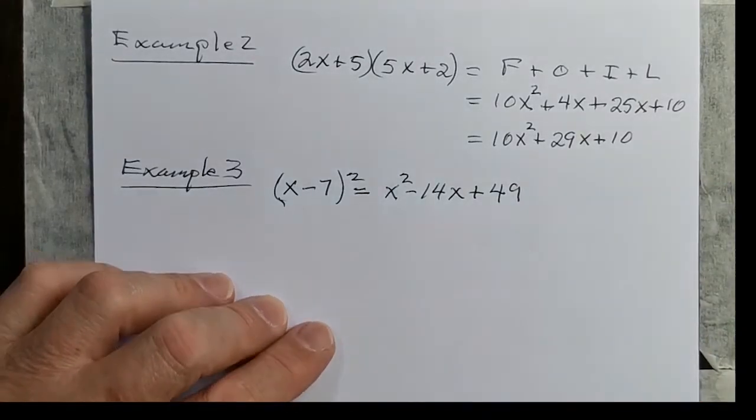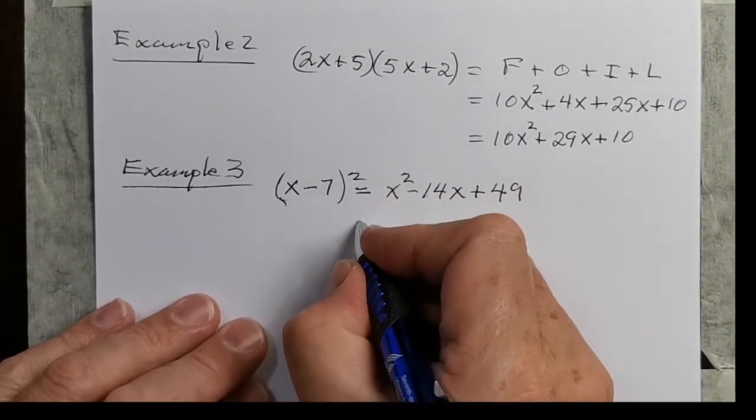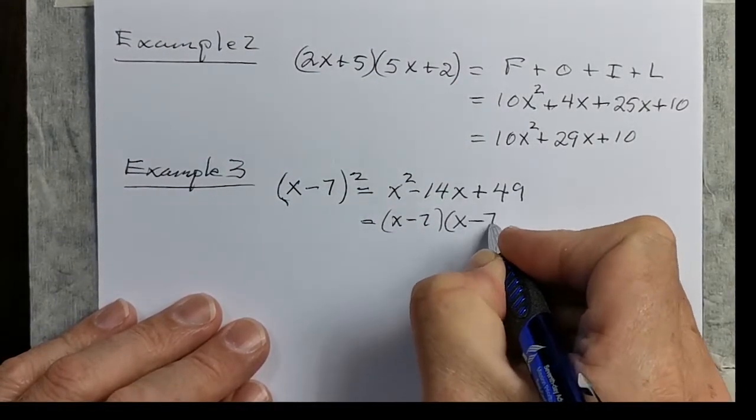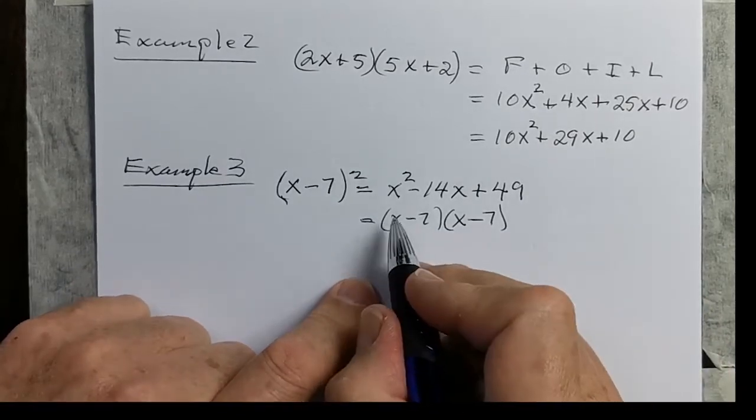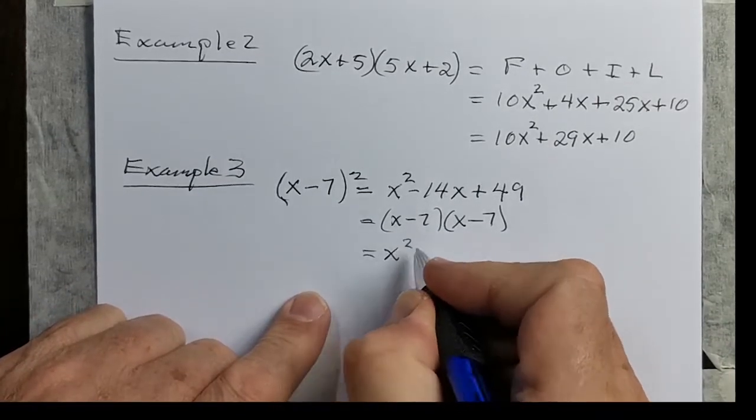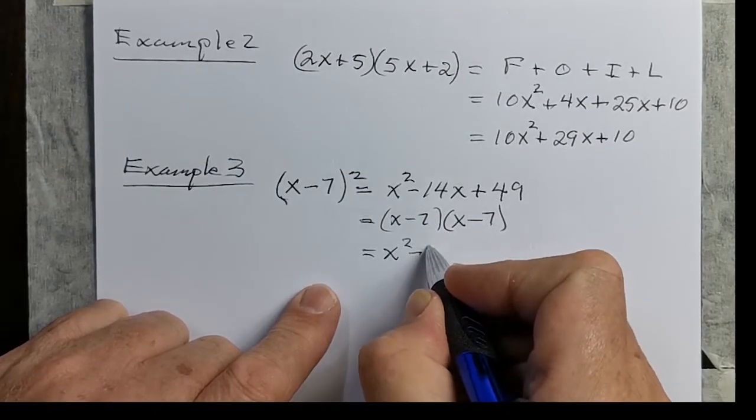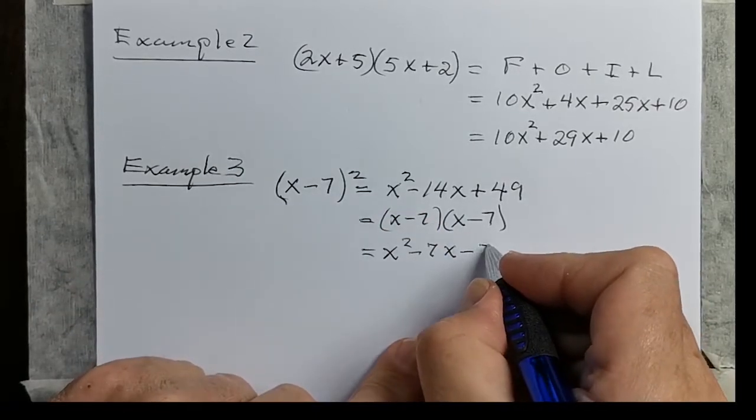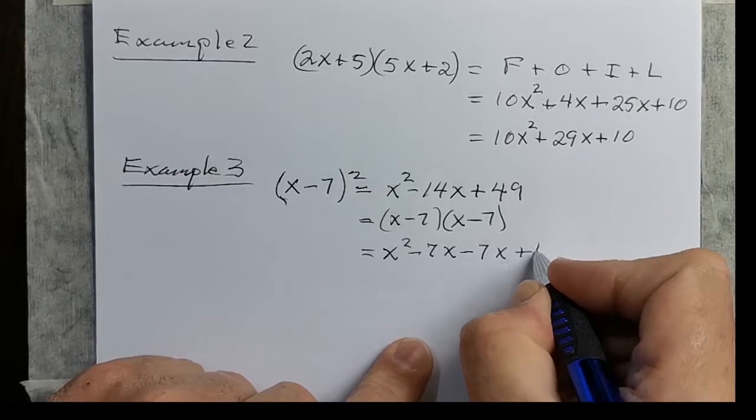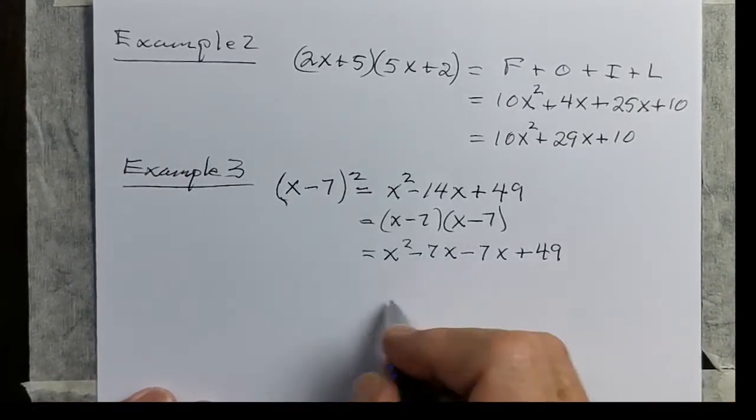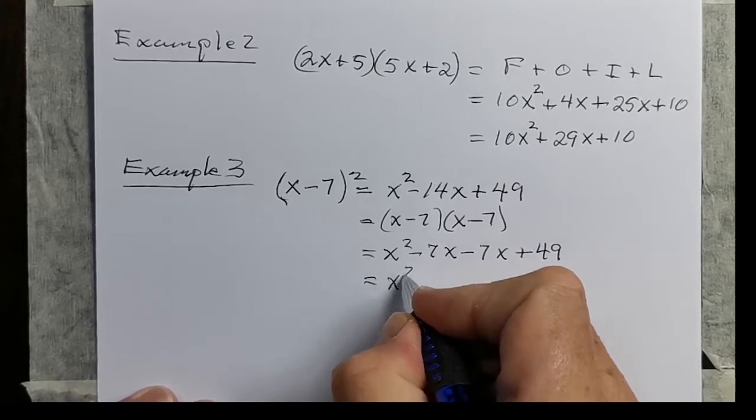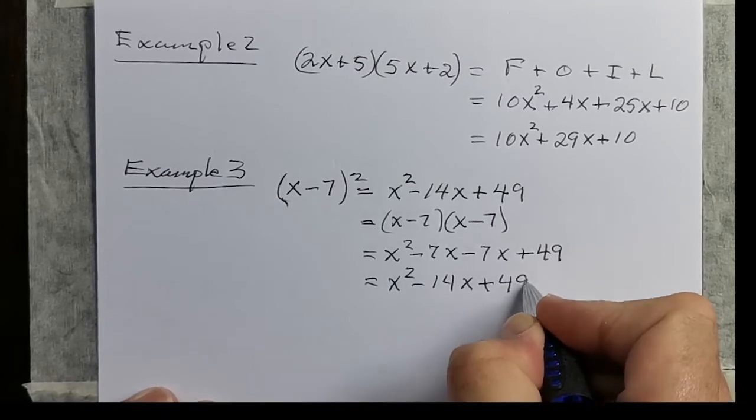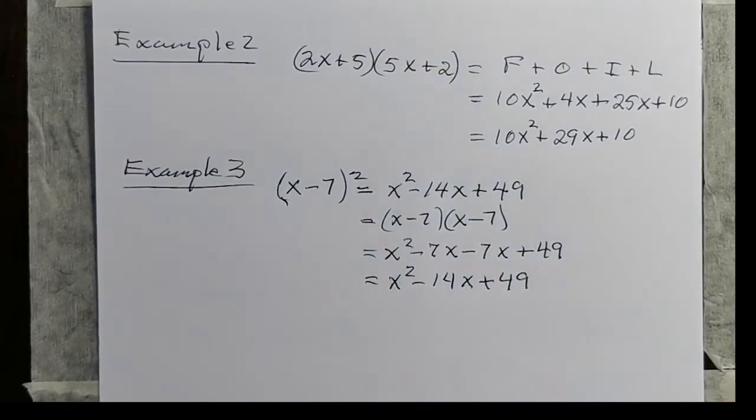So that's our answer. However, if you wanted to prove that, all you have to do is say x minus 7 times x minus 7, and you do first, outer, inner, last. X times x is x squared, minus 7x, that's the outer, and then the inner is also minus 7x, and then the last plus 49. And you can see then that these center two come together to give minus 14x. Okay. That is example number 3.